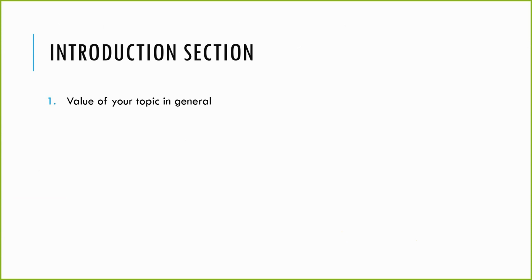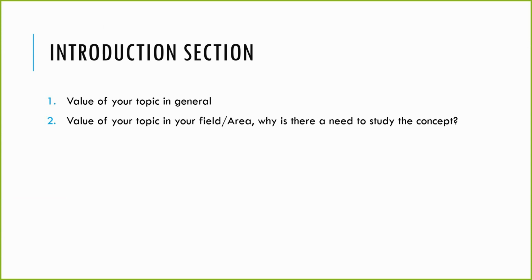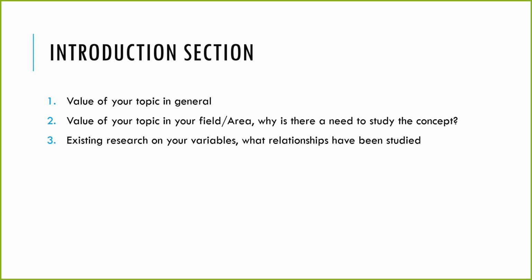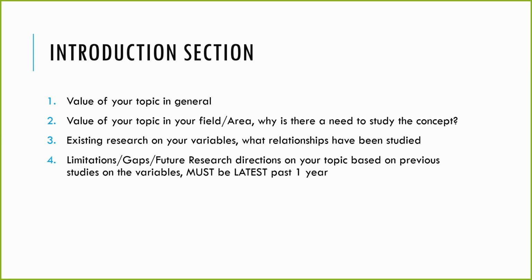So obviously we have mentioned that you start with the value of your topic in general, then the value of your topic in a particular field or area if you're working on one. You identify the existing research available on those relationships that have been assessed. Where is this information? Once you are reading through those papers, you can put this information into your Excel sheet. What are the gaps, limitations or future research directions on your topic based on previous studies? It should be latest.